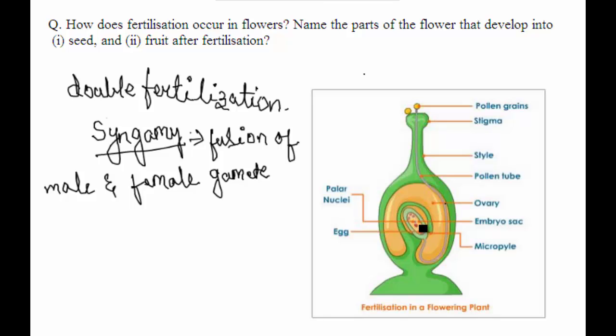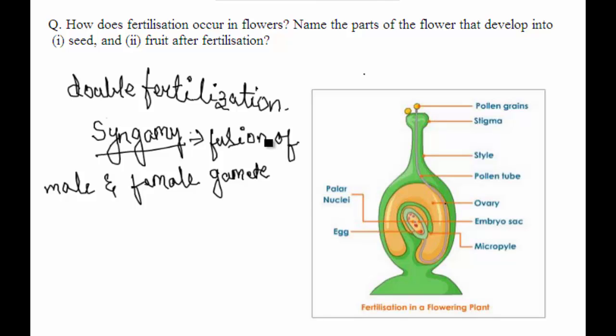Thus inside each embryo sac two fusions occur: one is syngamy and the other is triple fusion. Syngamy is the fusion of a male and female gamete, whereas triple fusion occurs between one male gamete and two polar nuclei. This mechanism of two fusions occurring in an embryo sac is called double fertilization. In this case, two fertilizations are taking place, which is why it is known as double fertilization.